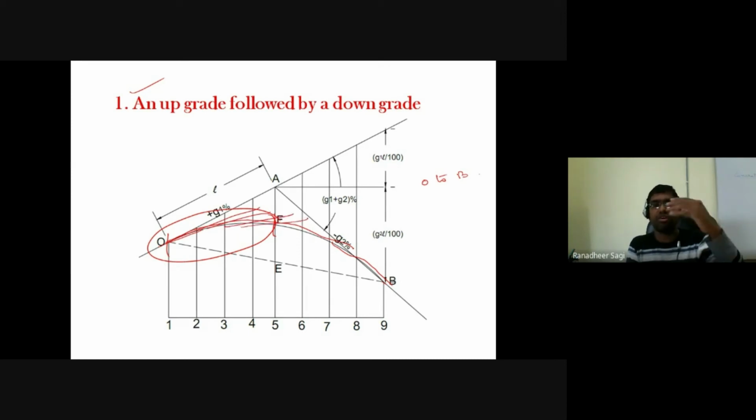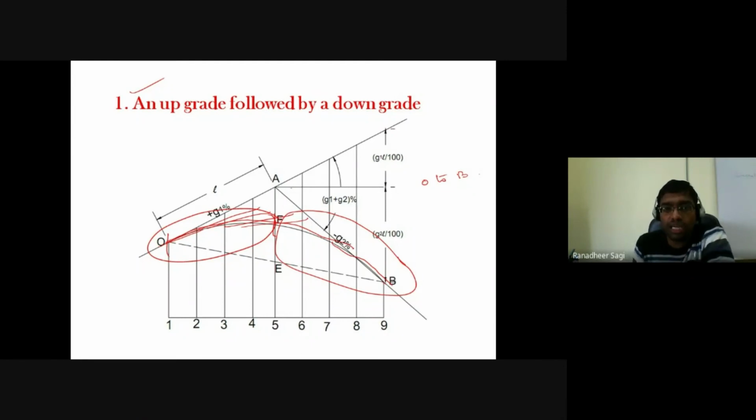Anywhere on that curve, if you draw a tangent, the slope is nothing but the slope of that ground. Rather, we call it the grade of that particular road, which is positive. Whereas the rest portion of the curve, from point F to point B, we say it is a downgrade.